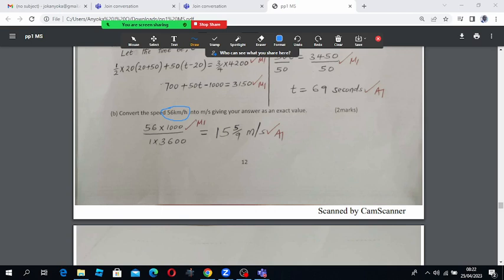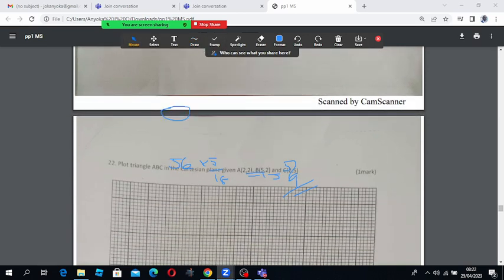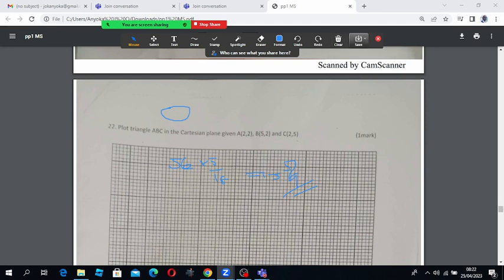Kilometers to meters per second: you multiply by 5 over 18. Yes. So 56 times 5 over 18 gives us 15 and 5 over 9. But you can still go the analytical way and you get the answer. That is B. And that's all about this question.